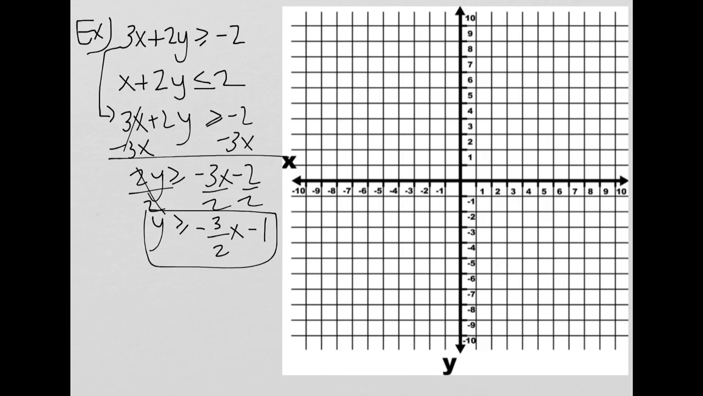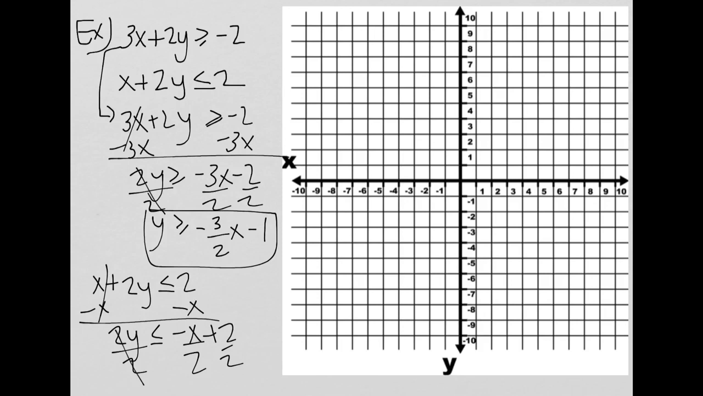And then the other one I need to rearrange is x plus 2y is less than or equal to 2. So I'm going to subtract the x. 2y is less than or equal to -x plus 2. Divide both sides by 2. So y is less than or equal to -1/2 x plus 1.